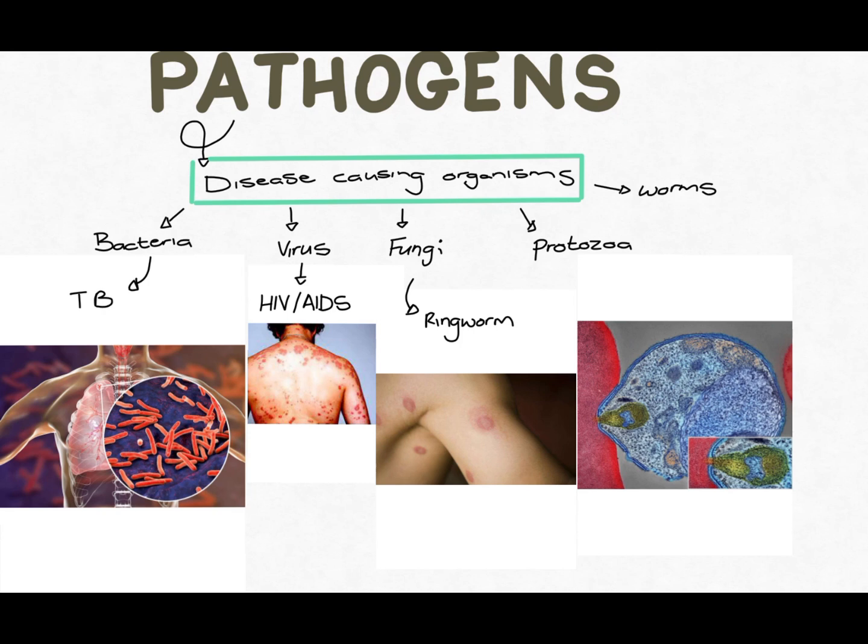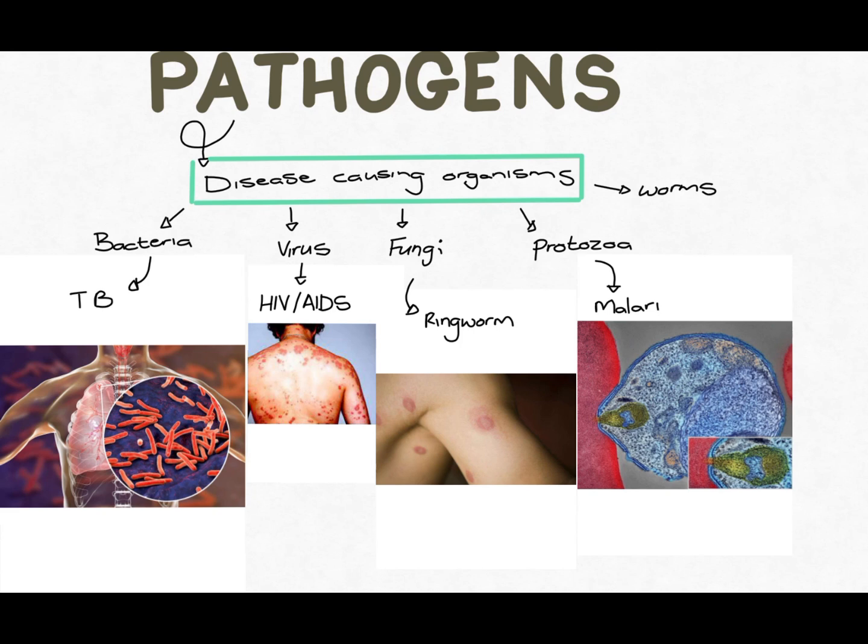For protozoa, we have malaria, which is a disease that's caused by a parasite from the genus Plasmodium. Now, these are spread to humans through the bites of infected female Anopheles mosquitoes. They're caused by Plasmodium parasites specifically. Now, the most dangerous species are the Plasmodium falciparum and the Plasmodium vivax. It's important that you know these two species.